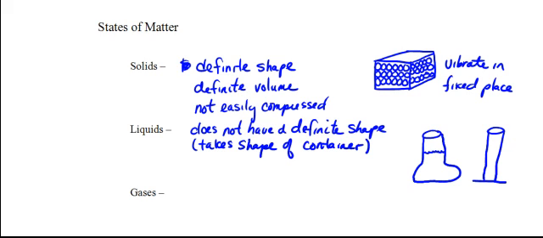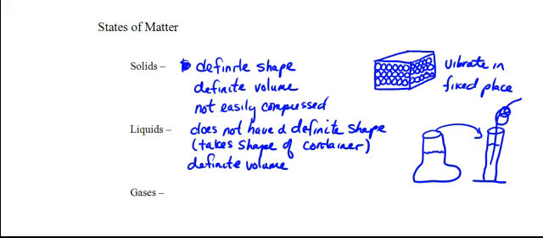Or in the case of my own kids, if you give them a straw, and they love to drink out of curly Q straws, there you go. It's going to take the shape of that curly Q as they draw the liquid out of the container. So it takes the shape of the container, no definite shape. However, it does have a definite volume, just like the solid does. The definite volume is talking about the fact that you can measure this particular volume, and as you pour it from this container to this container, if you measure the volumes, it will be identical to one another.